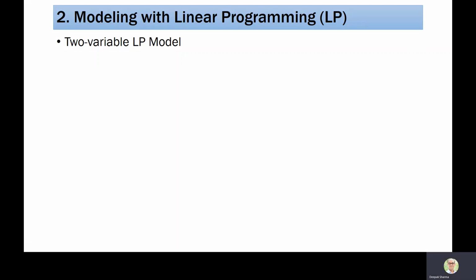Now we will begin the modeling with linear programming. When we say linear programming, it means that all the equations will become linear. So let us start with the two-variable LP model. LP stands for linear programming.